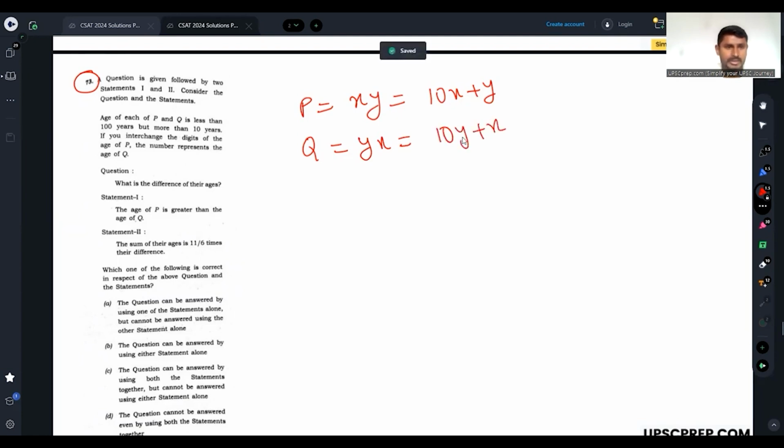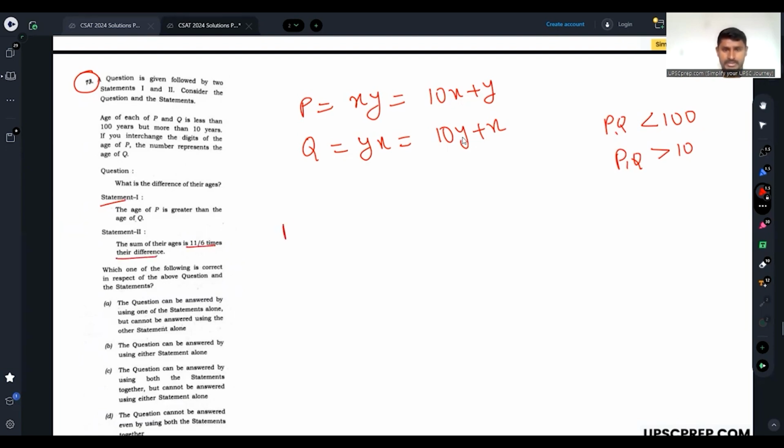Now what they are saying, the age of P and Q is less than 100 and more than 10, both for P and Q, right? Then the question is, what is the difference of their ages? We have to find the difference, P minus Q or Q minus P, whatever. Then the age of P is greater than the age of Q. Statement 1 won't help, right? Statement 2, the sum of their ages is 11/6 times their difference.